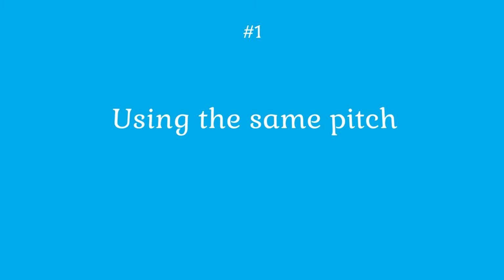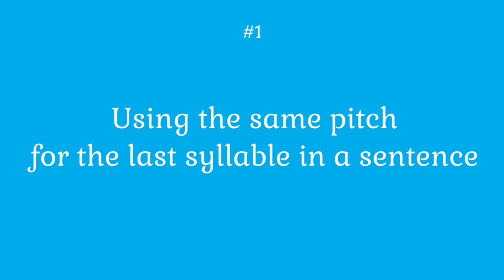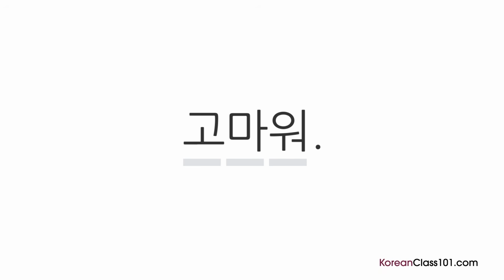In this lesson, you'll learn the top 5 Korean pronunciation mistakes to avoid. Number 1. Using the same pitch for the last syllable in a sentence. When speaking Korean, make sure to lower the pitch of the last syllable in the sentence. Listen to an example.